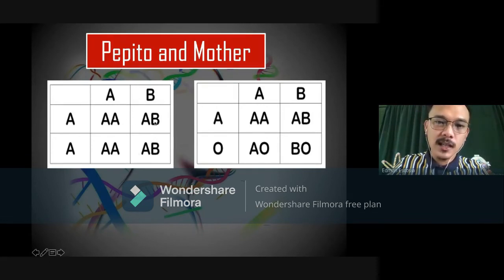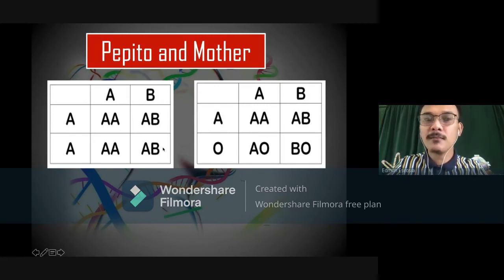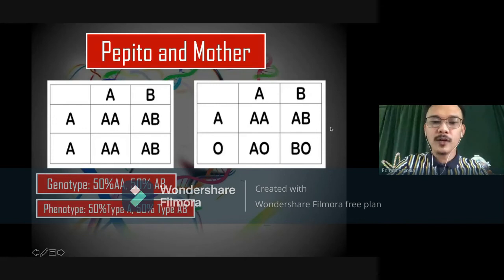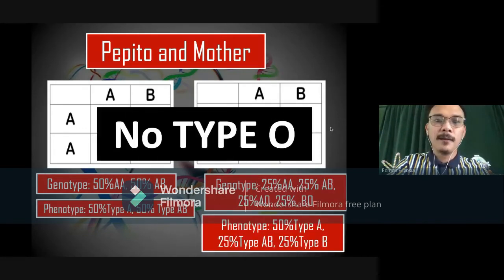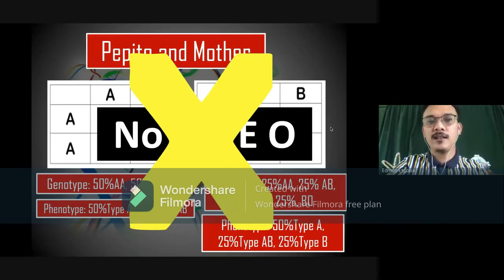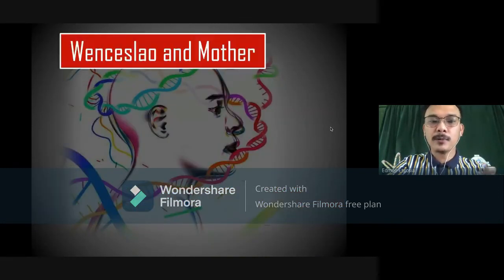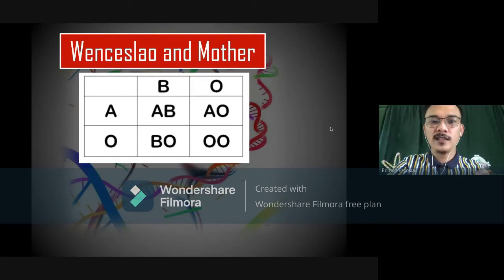And notice that in the offspring, there is no blood type O since this is type AB, this is type A, and this is type AB, and this is type B. There is no type O blood type, so it's impossible for Pipito to be the father since there is no blood type O. Therefore, Pipito is not the father of Jose Diva. This time, let's prove if it is indeed Wenceslao.